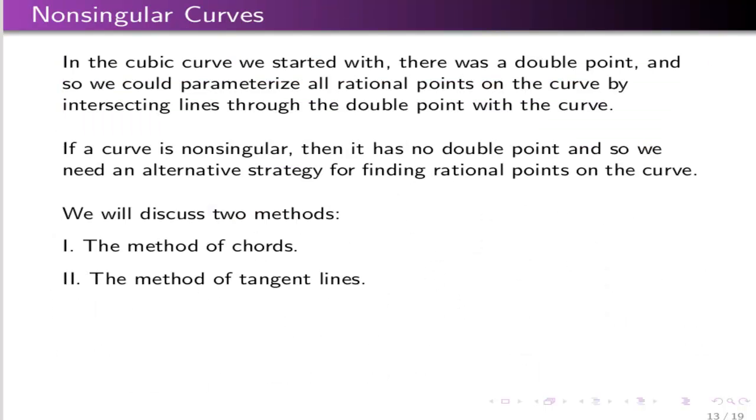Now I want to turn to non-singular curves. So as non-singular curve, we don't have any double point. So we're not going to be able to use that technique we saw in the first example to parameterize all the points. So there's two methods we can use for non-singular curves. We can draw chords between two given points to find a third point, or we can draw a tangent line to a curve to find a new point of intersection. So let's explore these two methods.